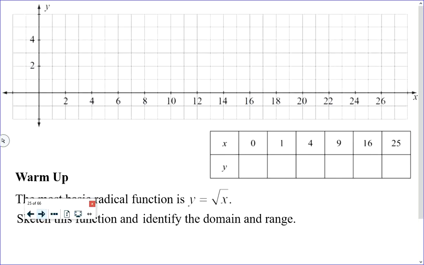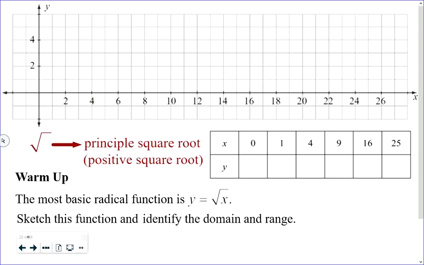So as a warm-up, we're going to graph using a table of values what y equals root x looks like. And when you look at this radical function, I'm calling it the most basic radical function, that square root symbol has a very specific meaning. It's called the principal square root, and it means the positive square root. So don't be duped into believing there's a plus or a minus there. There is no plus or minus there.